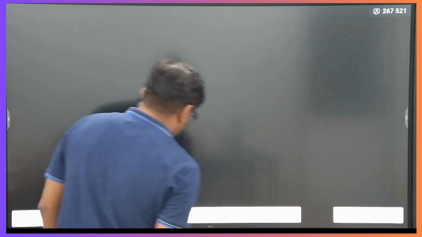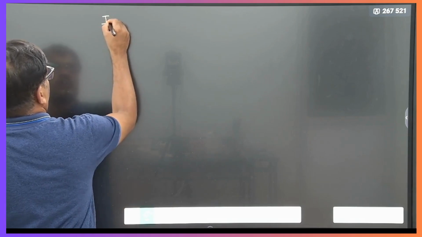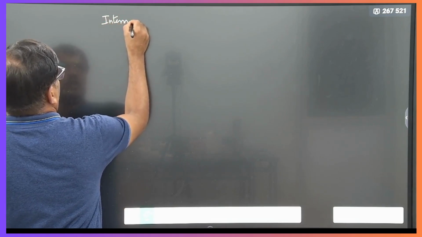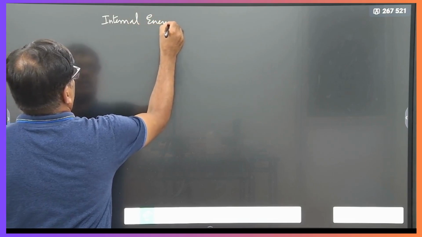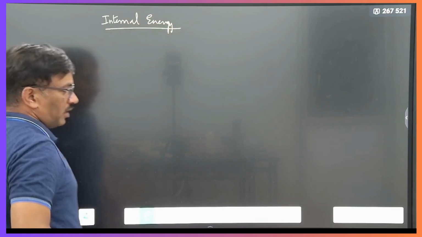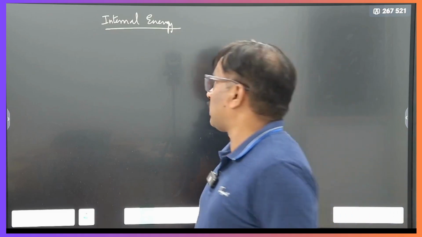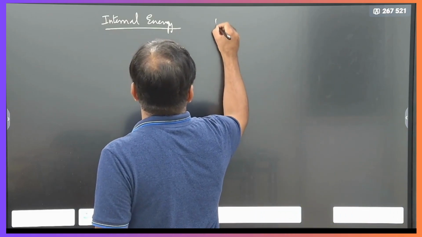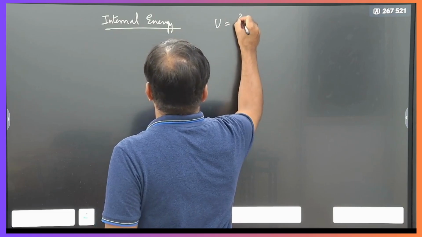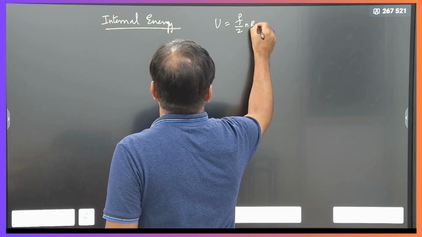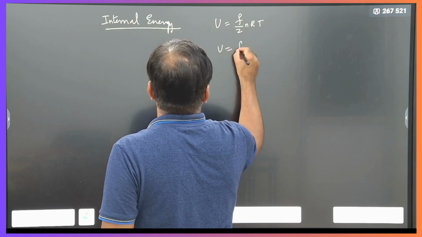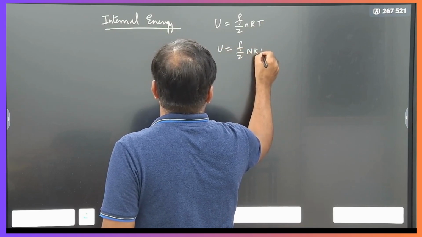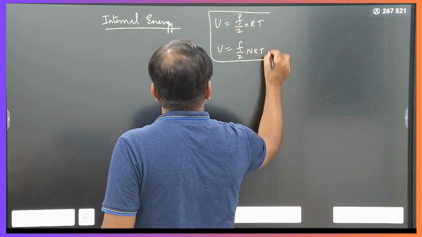Next, internal energy, very important formulas. We already studied what is the internal energy of an ideal gas. For an ideal gas, we assume that the potential energy between the molecules is zero. So internal energy U, as we already studied in kinetic theory of gases, is f by 2 nRT. This is the internal energy formula.